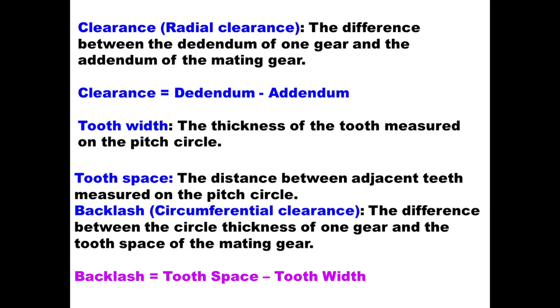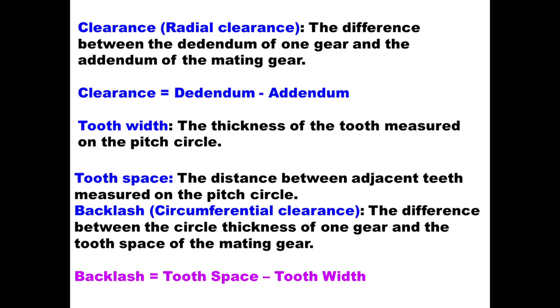Now clearance, radial clearance, is the difference between the dedendum of one gear and the addendum of the mating gear. When we speak about clearance, that is dedendum minus addendum. So that will give your clearance. Tooth width is the thickness of the tooth measured on the pitch circle. This is important, because the tooth has different dimensions from its base to the top.